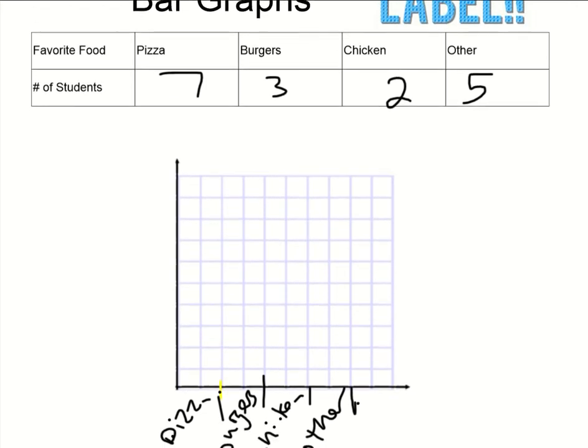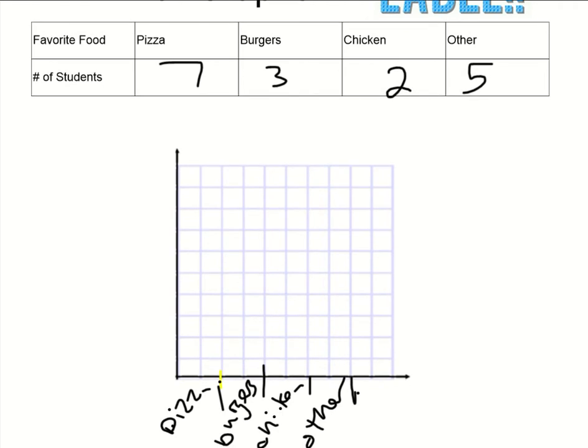And so we know our graph needs to go up by 7. If I think about that, I can probably go up by 1s and be fine. So here's 1, 2, 3, 4, 5, 6, 7, 8, 9, 10. And so as I make these graphs, we're going to do some fun different colors. Pizza went up to 7, so we're going to make that go right up to 7. Here is my pizza bar graph.